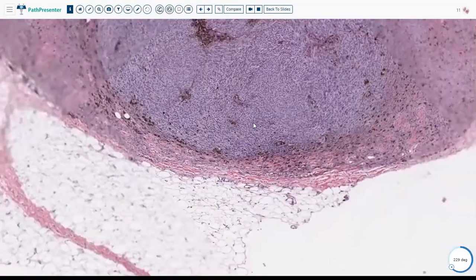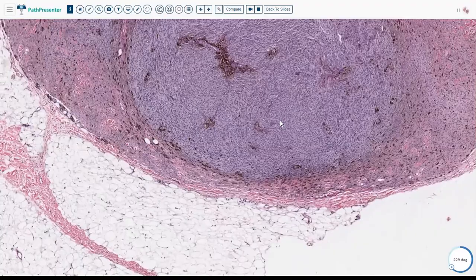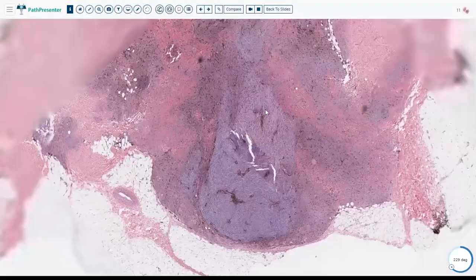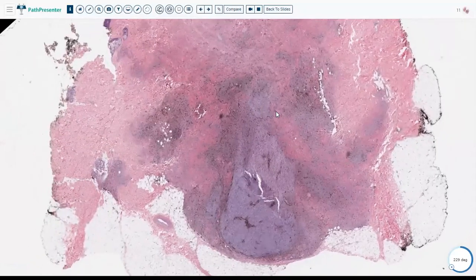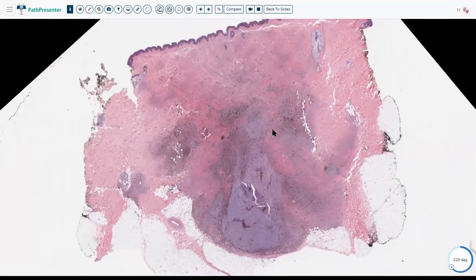And even though it goes really deep, you can see the margins are quite smooth. You don't see it being invasive at all. So these are features that you would find in a cellular blue nevus. Cellular blue nevus, we usually recommend re-excision, treating them like dysplastic nevi sometimes, because cellular blue nevi have been seen to sometimes recur or turn into melanomas.